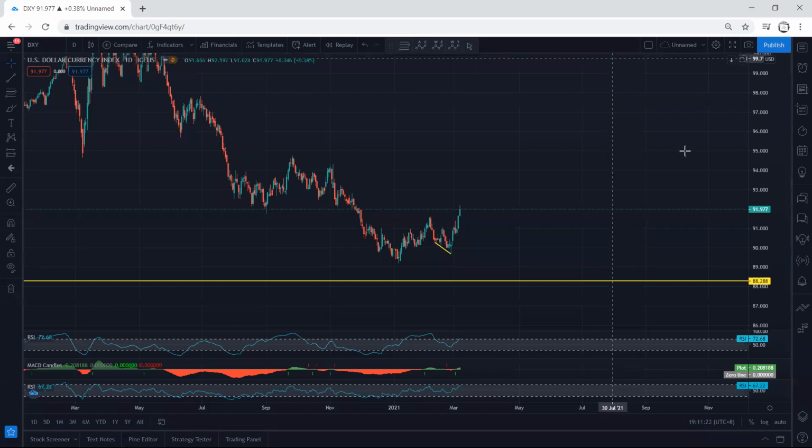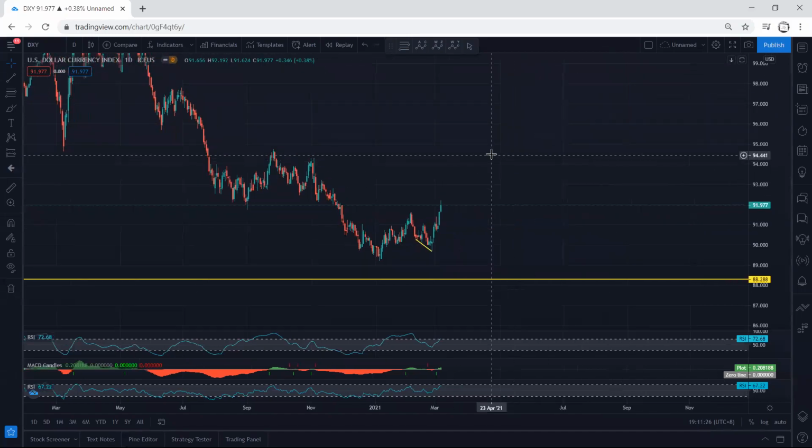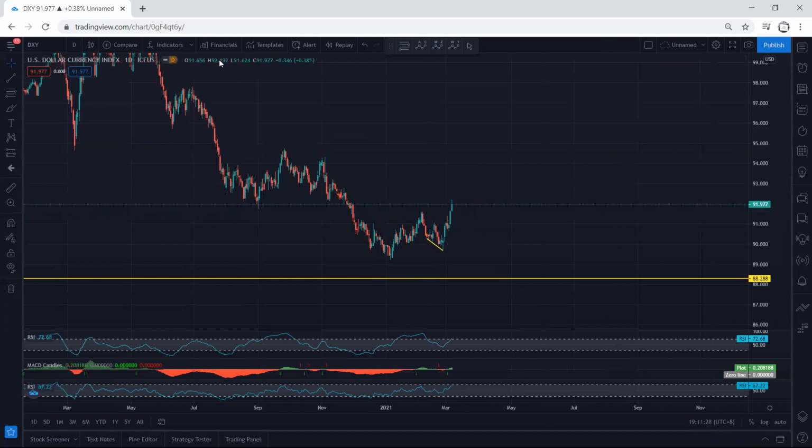Dollar index, we start with the daily chart. If we refer to our analysis, when the price was within this move, especially when the price first started from here, we analyzed and mentioned we have two options. Whether this is a correction for one more drop before we get the up move, or this is the start of the up move.